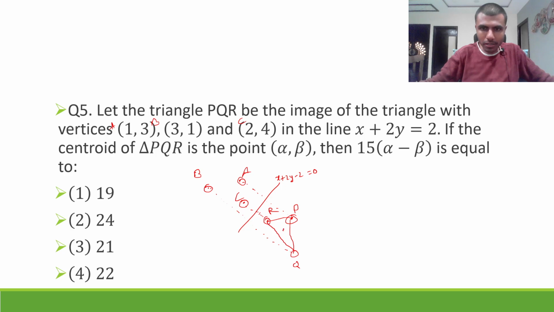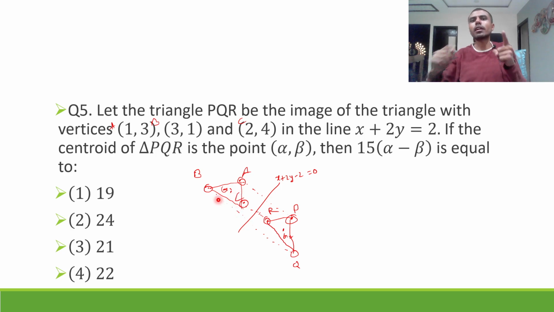So the centroid of this triangle, let me call it G2, will be a reflection of the centroid of the original triangle. Once again, this is an important point. The centroid of this triangle, our required triangle, will be the image of the centroid of the original triangle. This was the key point in our question.